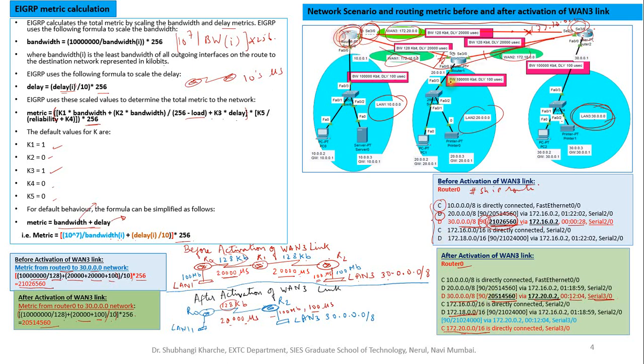Router 0 can reach this 172.18.0.0 network, the WAN 2 network, via two different paths. It may reach this WAN 2 network via router R1, or it may reach it via the R2 router. When router R0 reaches the 172.18.0.0 network via two paths with equal metric, the EIGRP router R0 will perform load balancing on these two paths, which will be explained in the further slide.